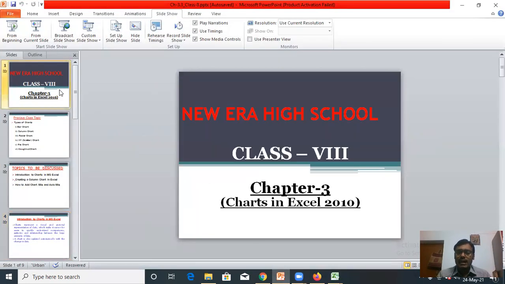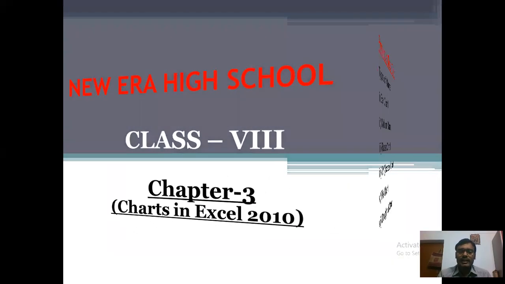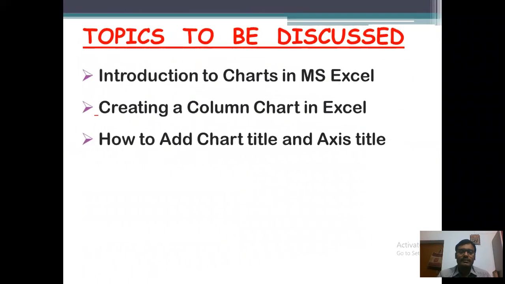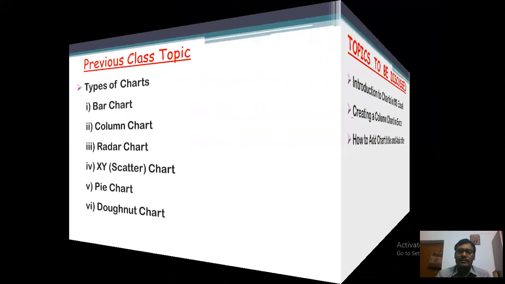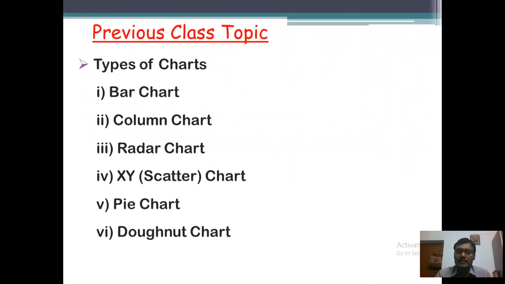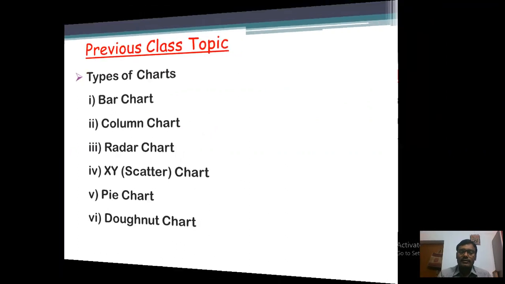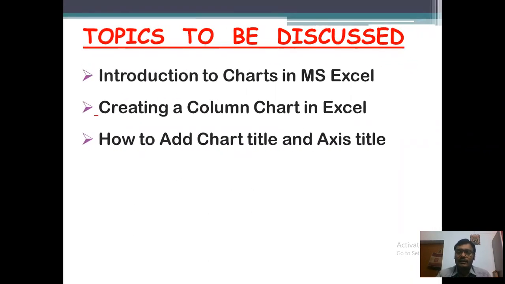In this video, I will discuss some topics about chapter number 3, charts in Excel. So today I am going to discuss the following topics: introduction to charts in MS Excel, creating a column chart in Excel, and how to add chart title and axis title. You can see in the previous class, we have already discussed types of chart. These are the following types of chart: bar chart, column chart, radar chart, XY or scatter chart, pie chart and doughnut chart. So let us come to this topic, introduction to charts in MS Excel.